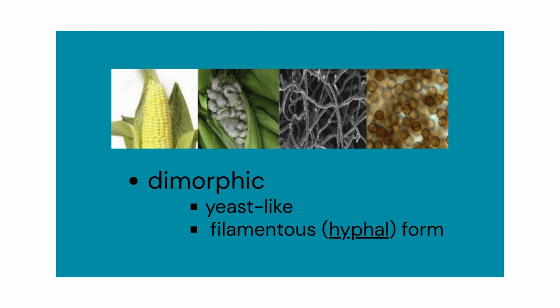Let's talk anatomy. So Ustilago maydis is dimorphic, which means it grows as single-celled yeast under normal conditions, but switches to a filamentous form when infecting a host. This switch is essential for it to invade maize tissue and form galls.